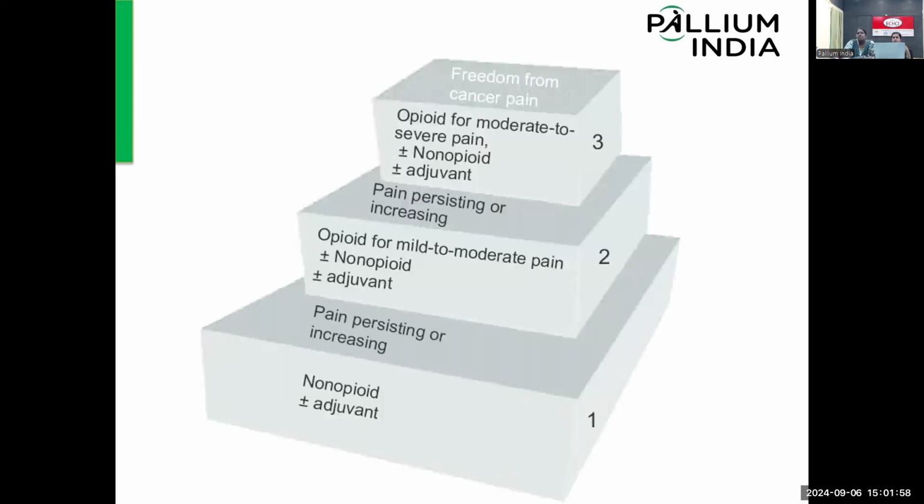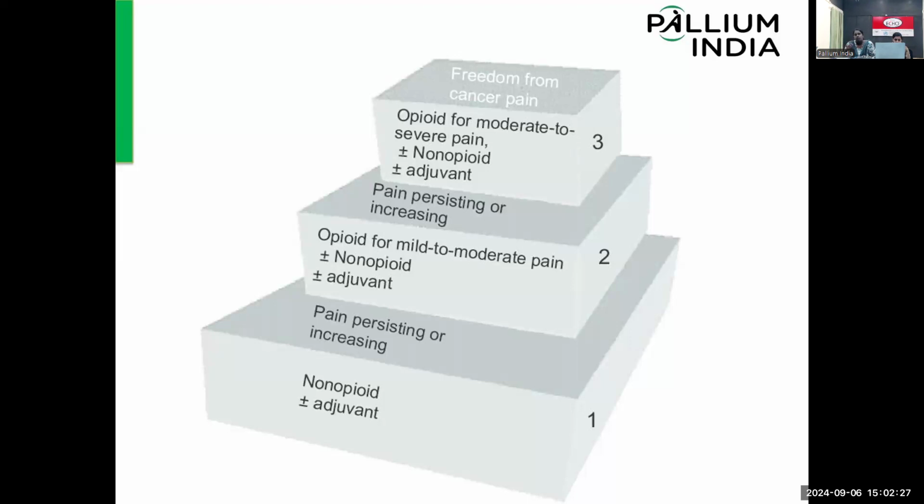This is the WHO analgesic ladder. I think in the previous class you already saw this ladder, because in our palliative care we are commonly dealing with pain management, mainly for both cancer and non-cancer pain. According to the WHO analgesic ladder, it has three steps: step one, step two, and step three.